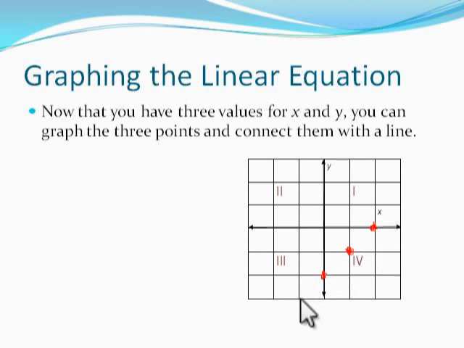Then you would use your straight edge, and you would connect those 3 points to form your linear equation line. Now normally we label this line with our equation, which if you remember from the last slide was y equals x minus 2. And we label it right along the line like that.